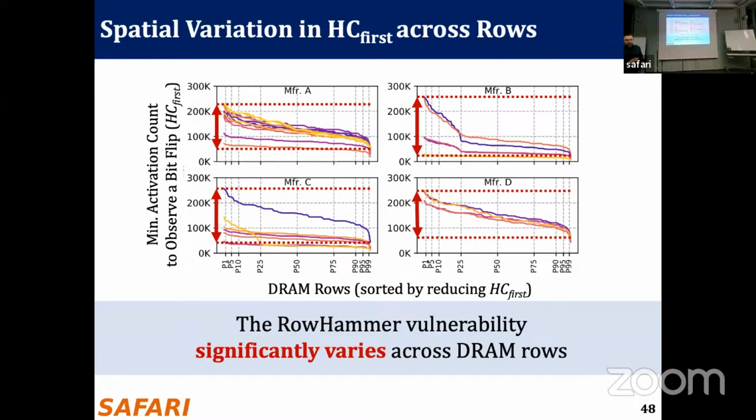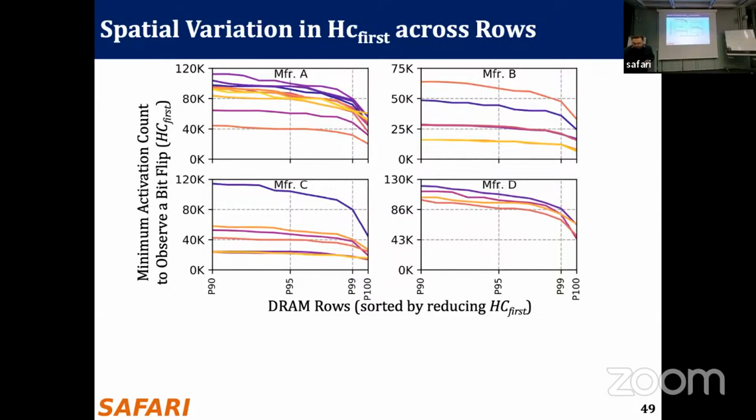And when we look at this distribution across different modules, across different manufacturers, we always see some large variation. And therefore, RowHammer vulnerability significantly varies across DRAM rows.